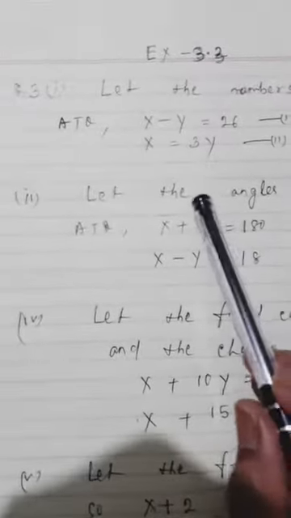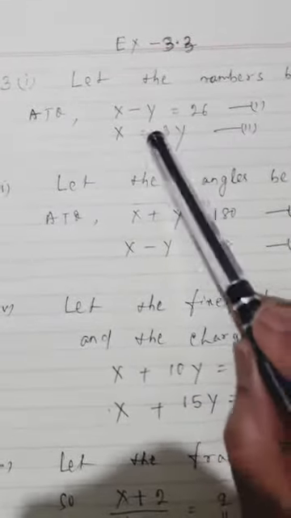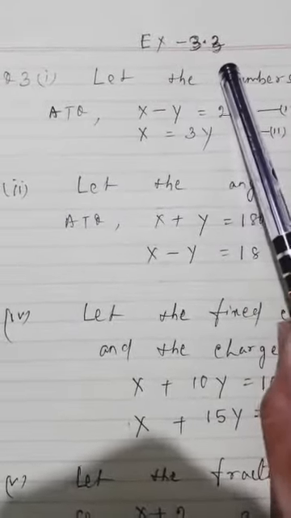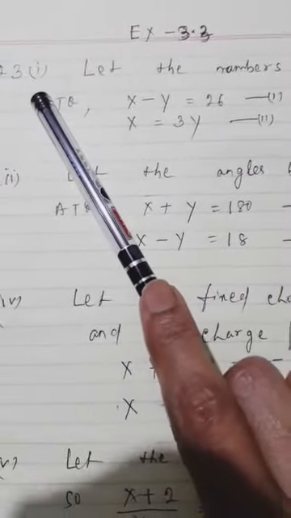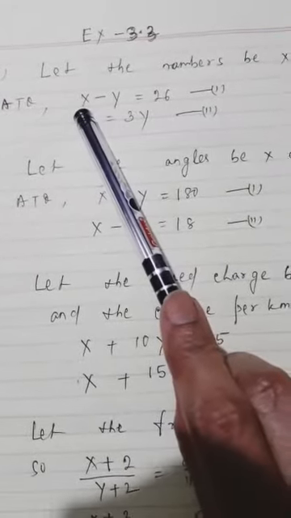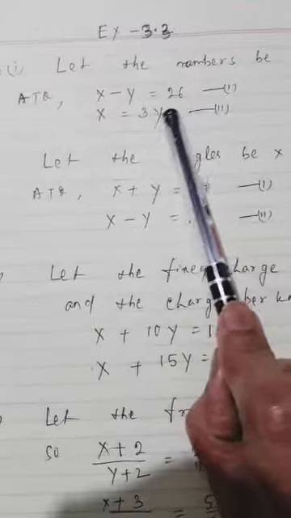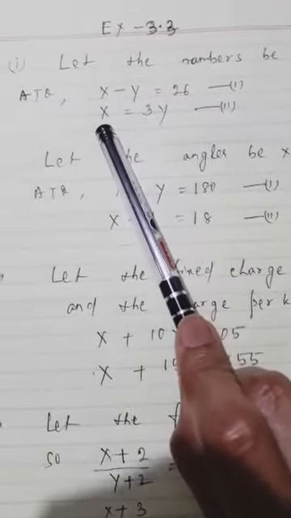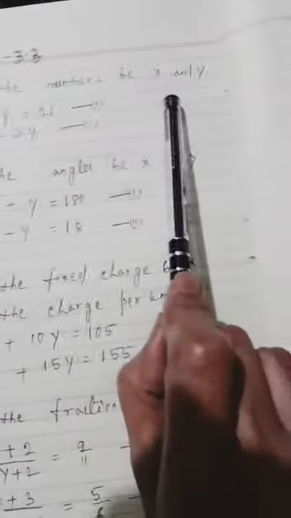Hello children, in this video I have solved all the word problems of exercise 3.3 which are given in question number 3. So this is your bit 1. What is given? The question is like this. There are two numbers and the difference is given as 26, and also it is given that one of the numbers is 3 times the other. So let the numbers be x and y.